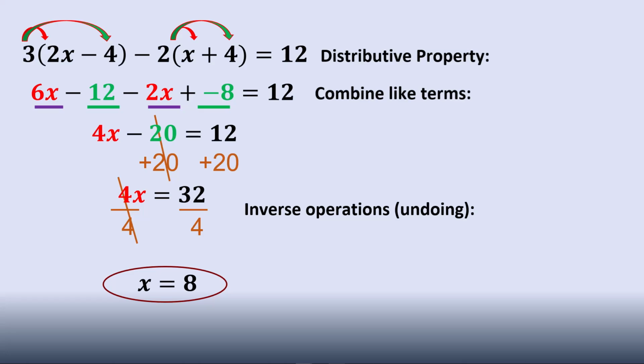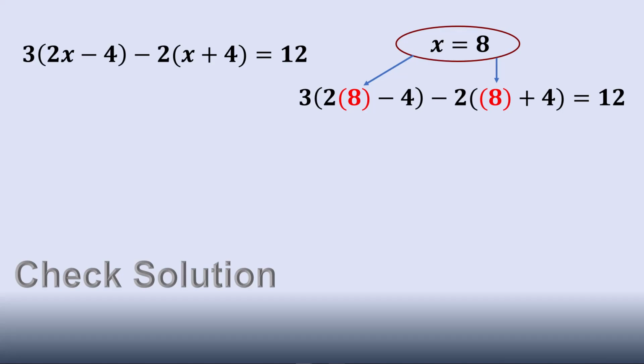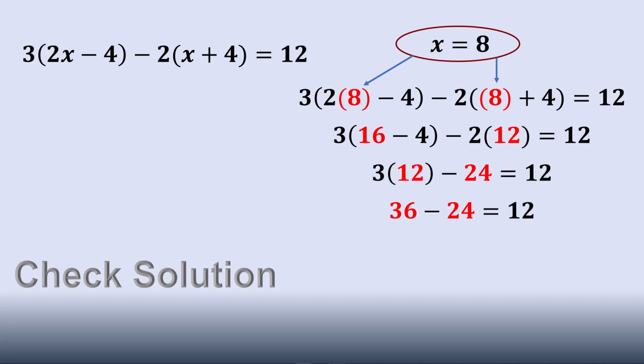The answer is 8. We substitute 8 for x in 2 places and begin working through it. 2 times 8 is 16. 8 plus 4 is 12. 16 minus 4 is 12. 2 times 12 is 24. 3 times 12 is 36. 36 minus 24 is 12, which checks out.